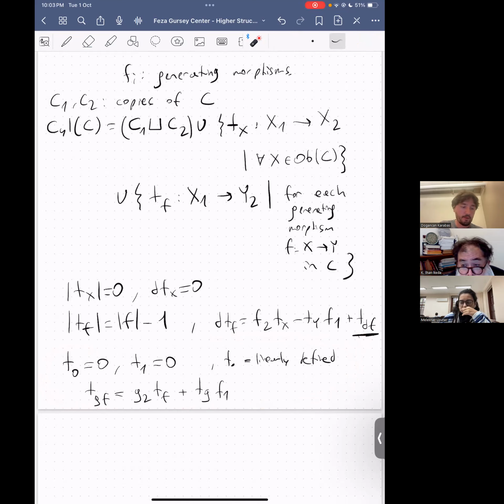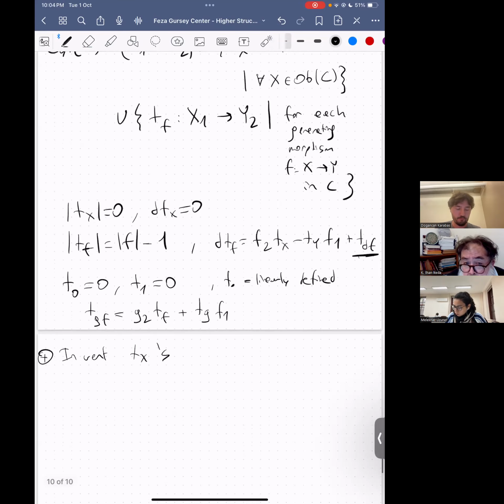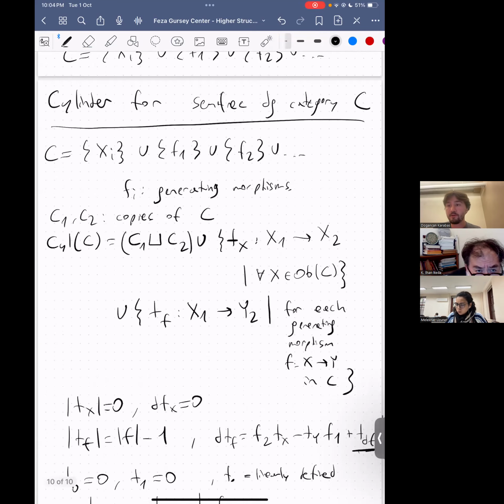And this is our cylinder construction. And also, after that we invert the Tx. We also have a description of how we invert them, but you invert Tx, you make them invertible arrows. And this is our cylinder construction.